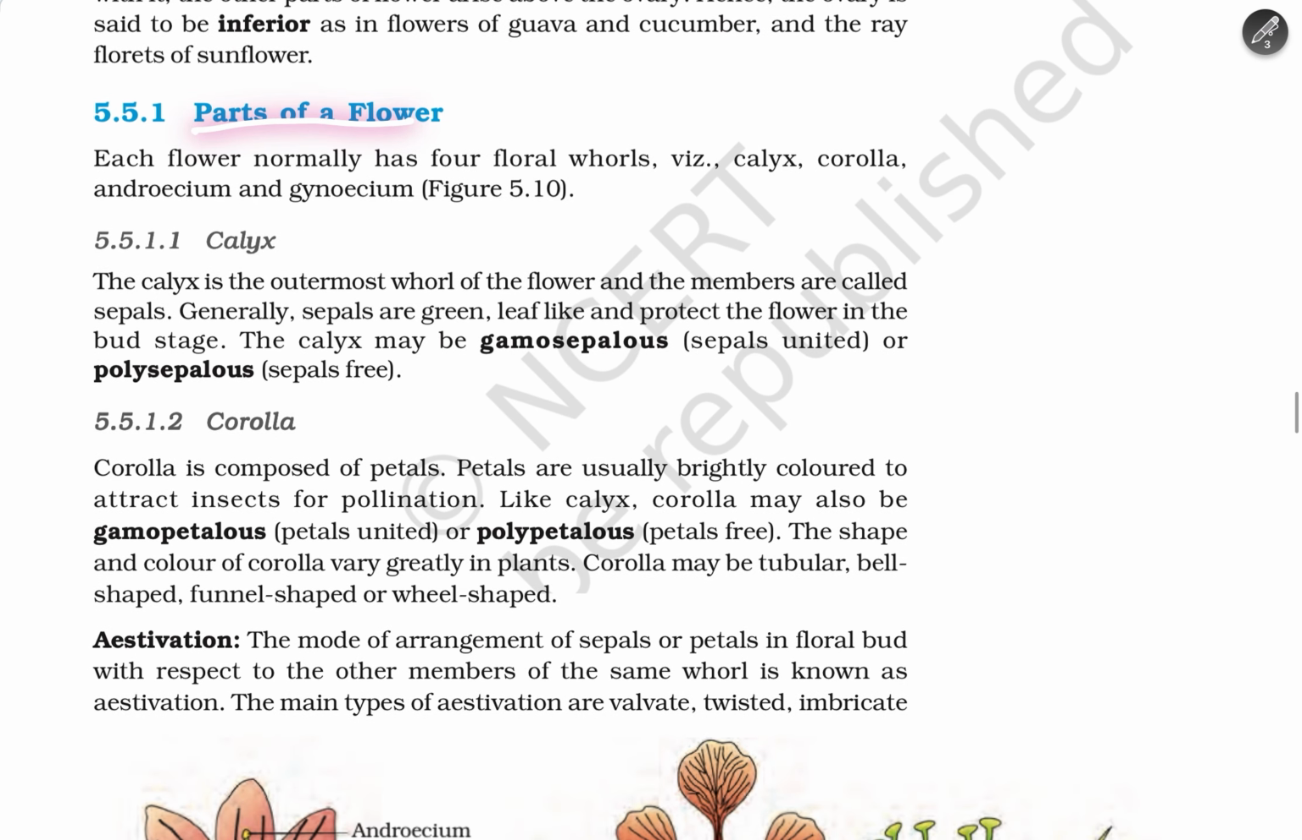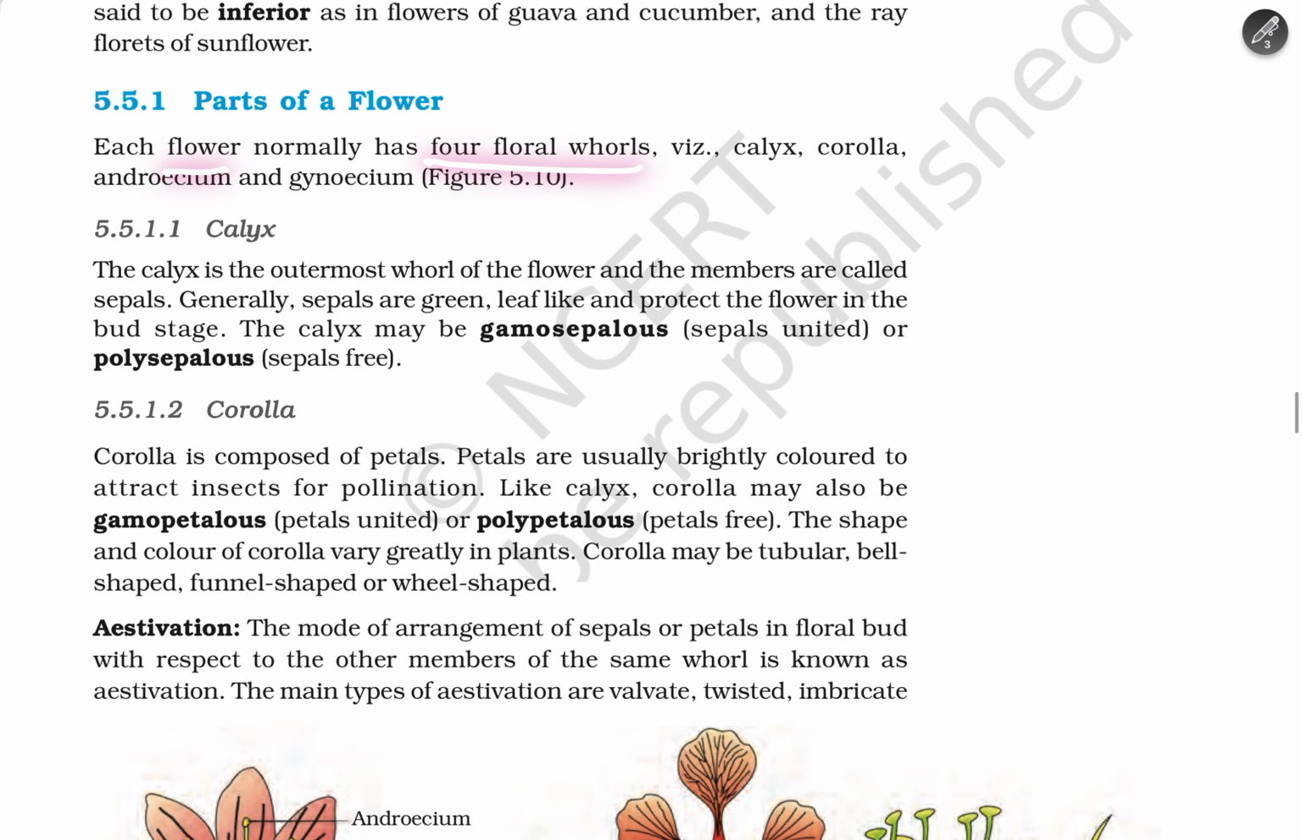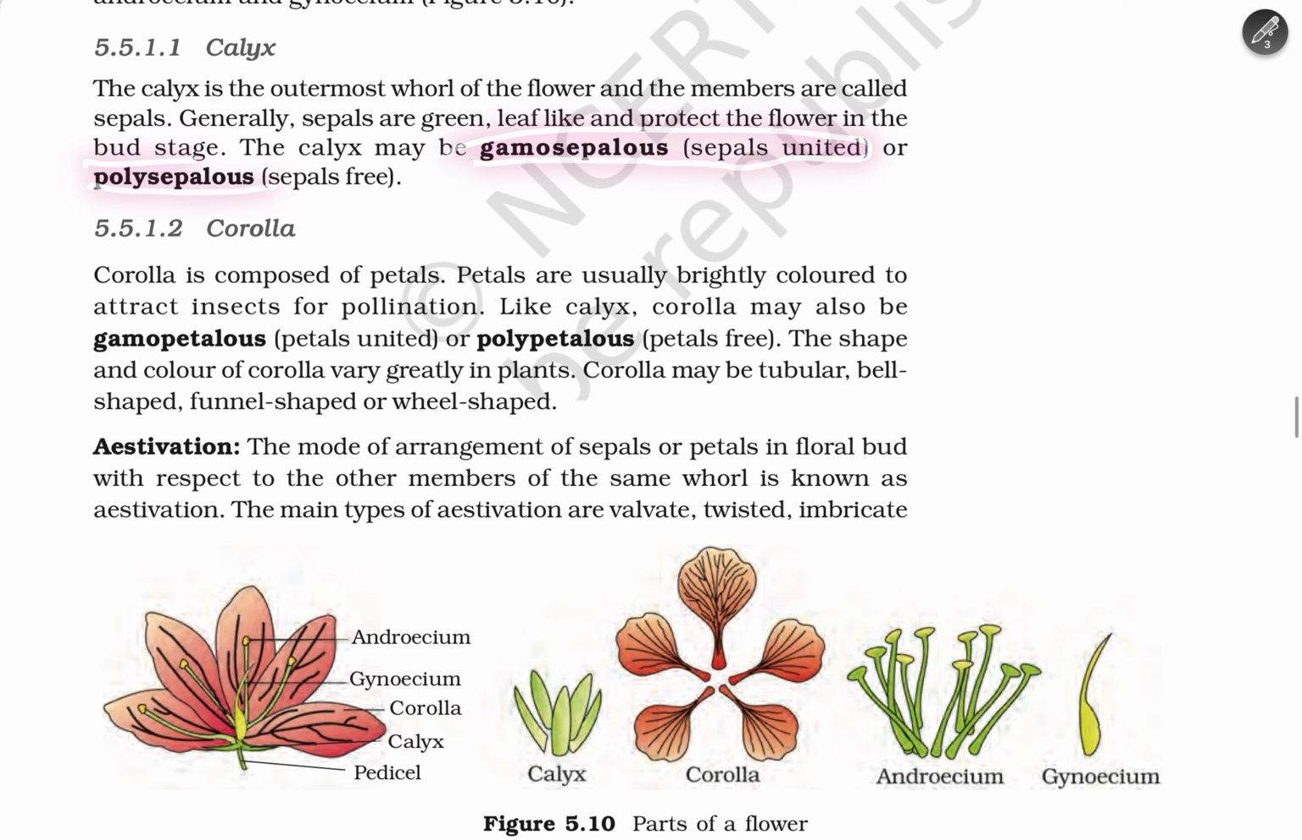Parts of a flower. Each flower normally has four whorls: calyx, corolla, androecium, and gynoecium. Calyx is the outermost whorl of a flower. Its members are called sepals. Generally sepals are green, leaf-like, and protect the flower in the bud stage. The calyx may be gamosepalous, sepals united, or polysepalous, sepals free.